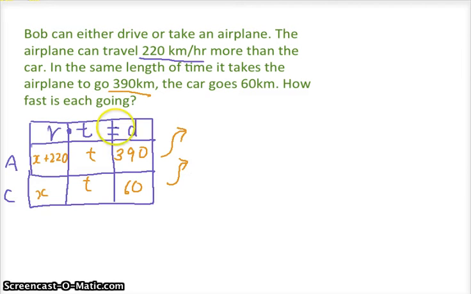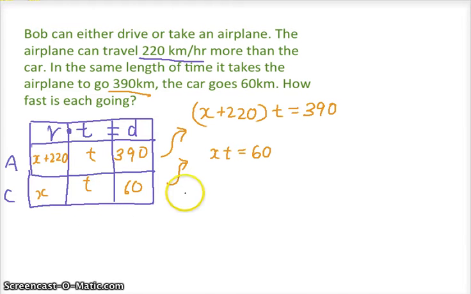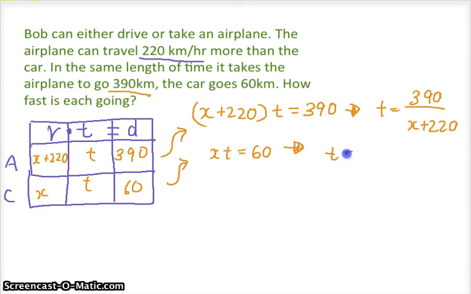So we are just going to write rate times time equals distance, but then use these variables. So we have x plus 220 times t equals 390. And then we also have xt equals 60. And since t is the same amount, it's the same variable here, we can solve both equations for t. So here we have t equals 390 over x plus 220. And here we have t equals 60 over x. So then we can just make 390 over x plus 220 equal to 60 over x, because time is the same.